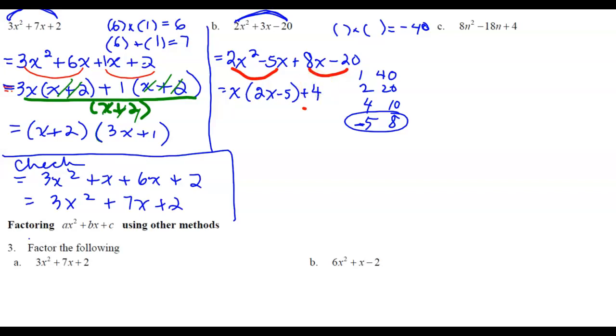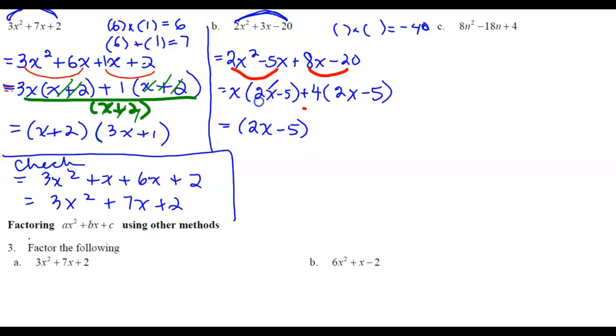I'm just going to erase this for now. And when I do that, positive 8x divided by positive 4 is 2x. Negative 20 divided by positive 4 is negative 5. How do I know I've chosen the correct numbers right now? William? Brackets are exactly the same. Okay, so I know that my greatest common factor is 2x minus 5. And then I'm just dividing out by the 2x minus 5. So I'm left with x plus 4 in my other bracket.